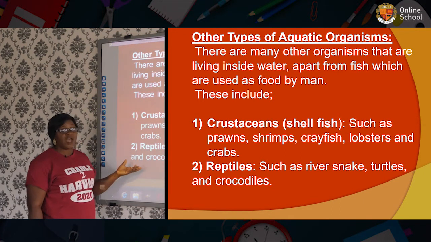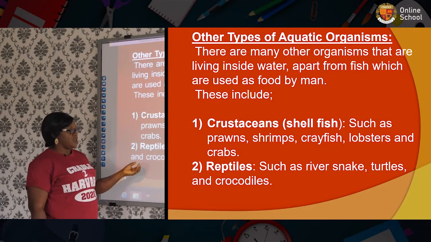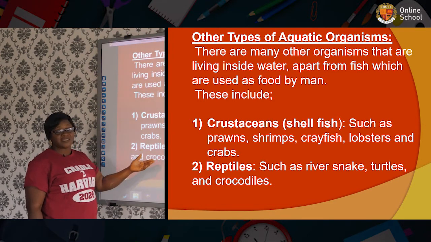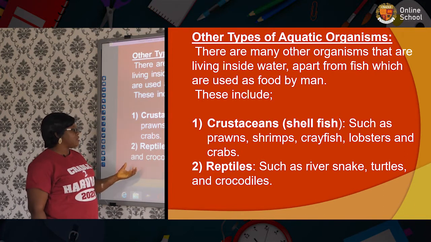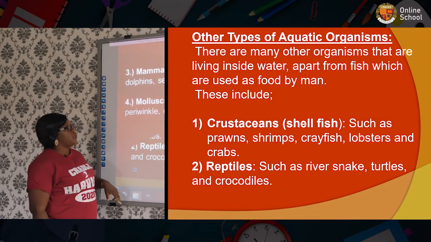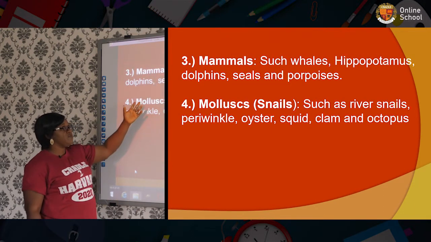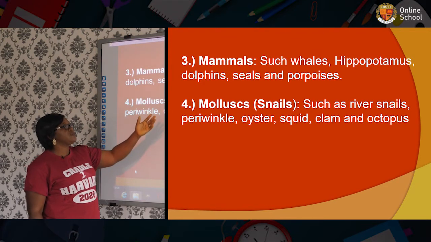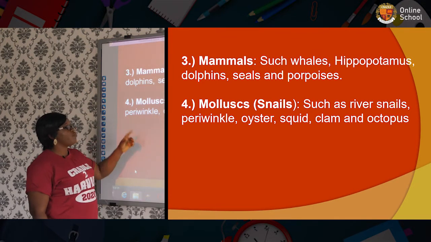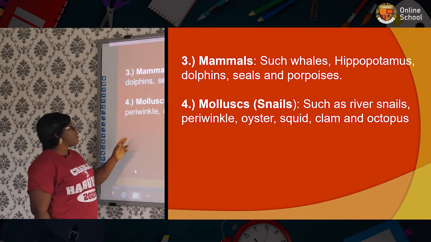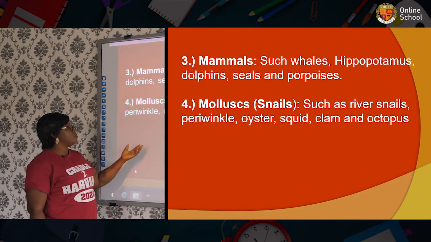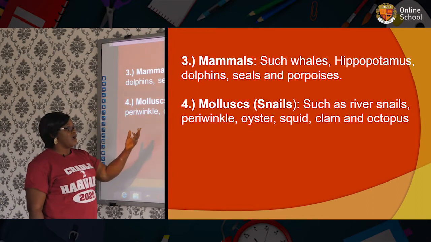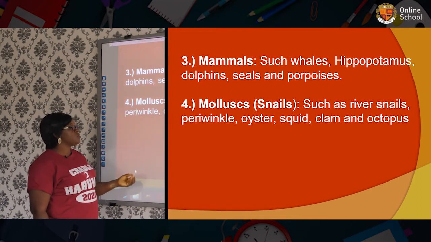Number 2, we have reptiles. They are river snakes, turtles, and crocodiles. Then we also have mammals living in water. We have the whales, hippopotamus, dolphins, seals, and porpoises. Number 4, we have the mollusks. That's the river snails, the periwinkles, oyster, squid, clam, and octopus.